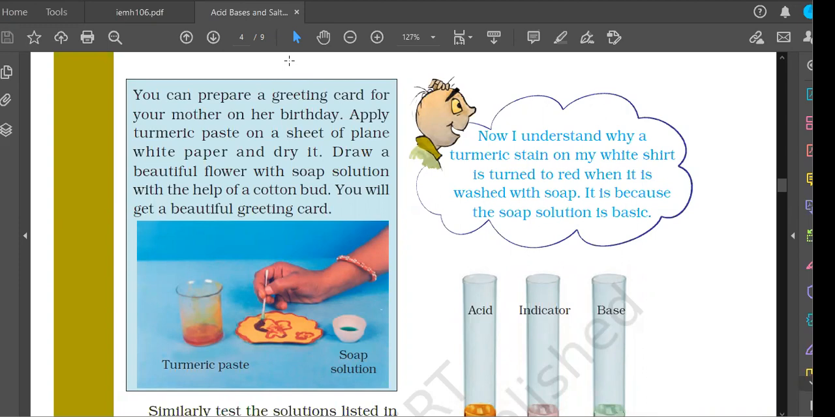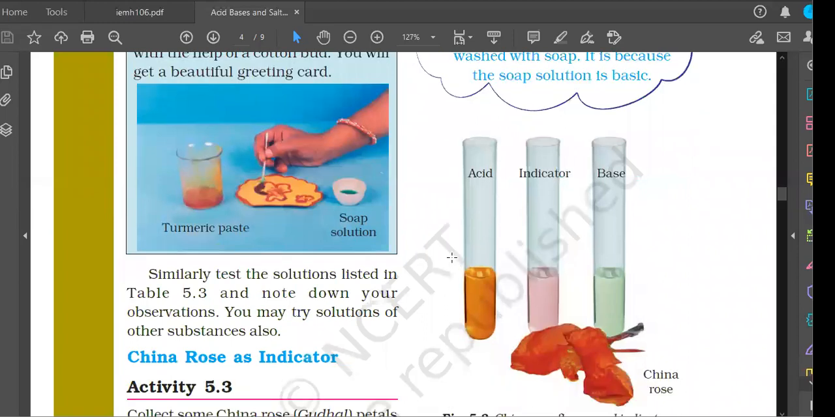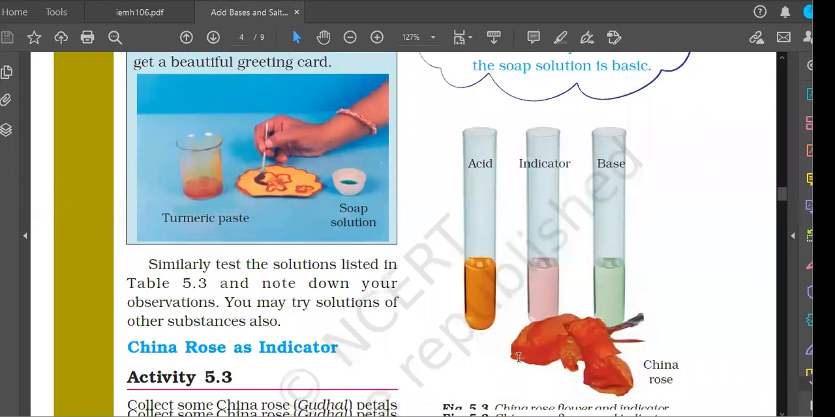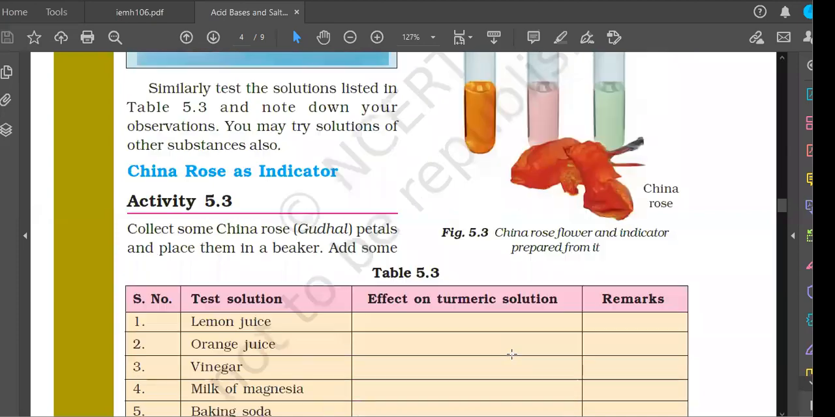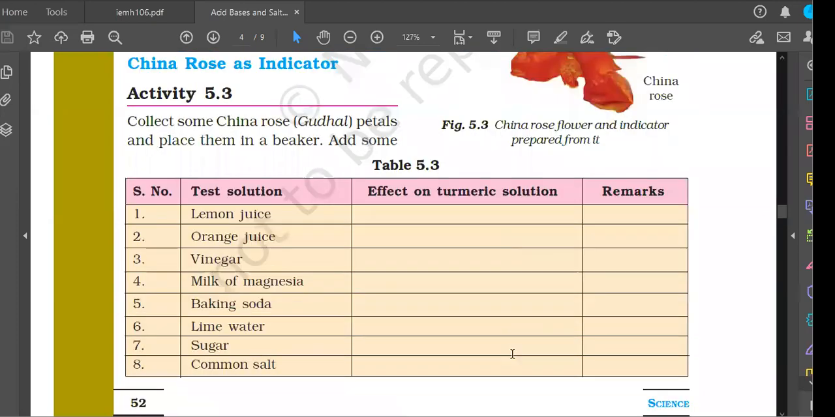Why? What is the natural color of turmeric? Tell me, what is the natural color of turmeric? Yellow, right? Okay, very good. So let's see, because it is the same thing. Turmeric, China rose, right? Everything is your indicator, right? So it will change color.